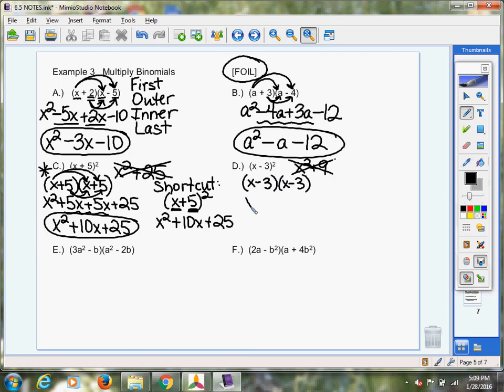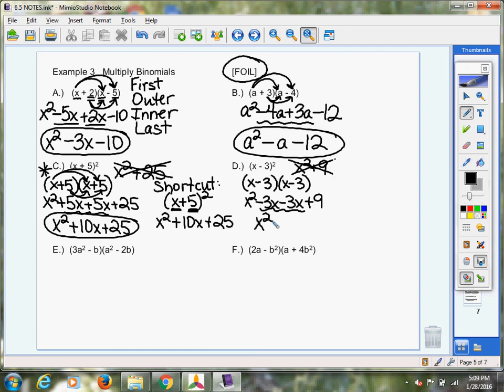First, x times x, x squared. Outer, x times negative 3, negative 3x. Inner, negative 3 times x, negative 3x. Last, negative 3 times negative 3, positive 9. Okay? And we've got some like terms here. And, oh, I've got some students who are waving at me. So what we're going to do is add like terms. So we'll drop down our x squared, and negative 3 and negative 3 is negative 6x, and then we'll drop down our 9. Okay? So there's our trinomial right there.